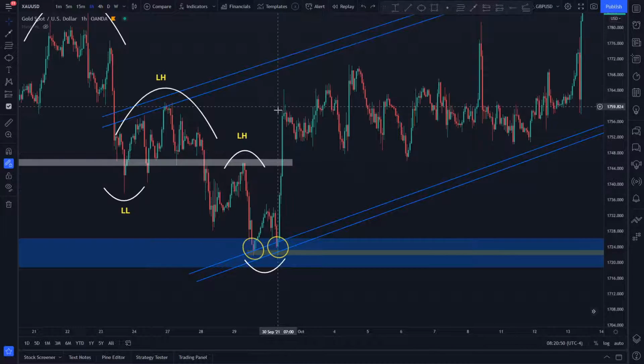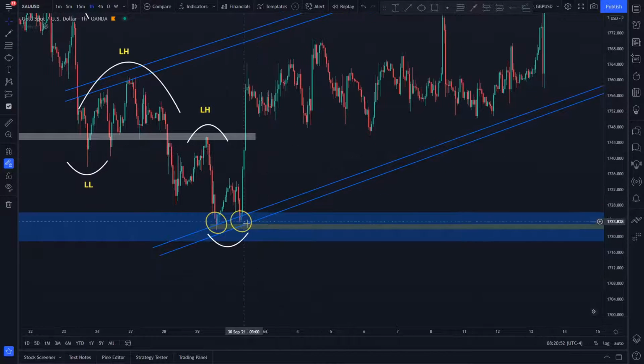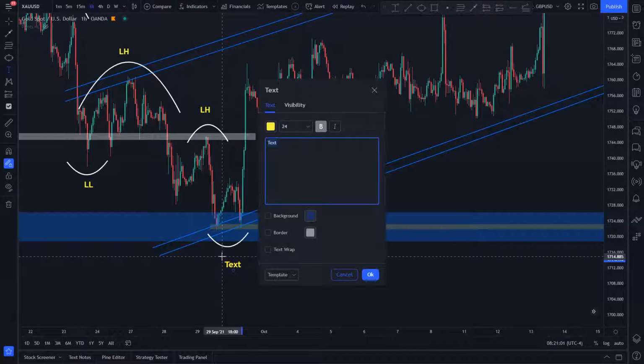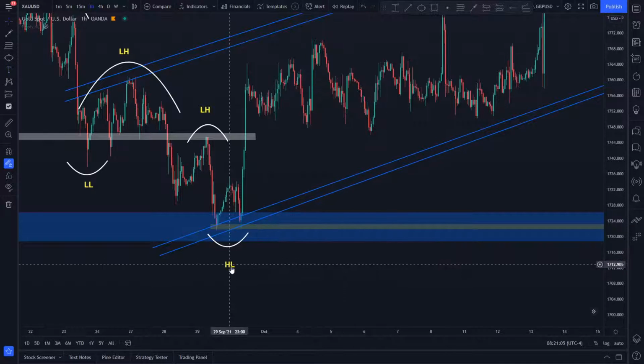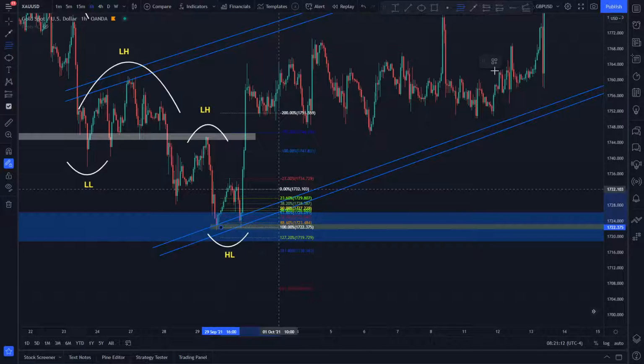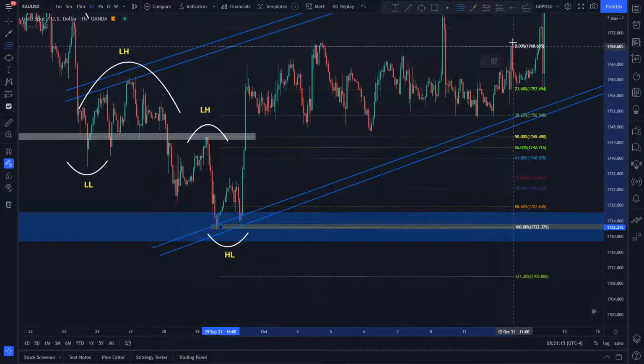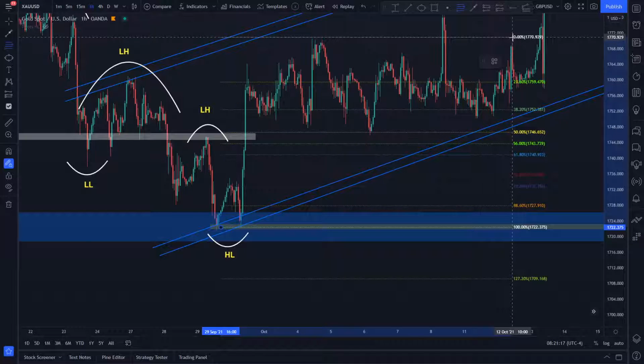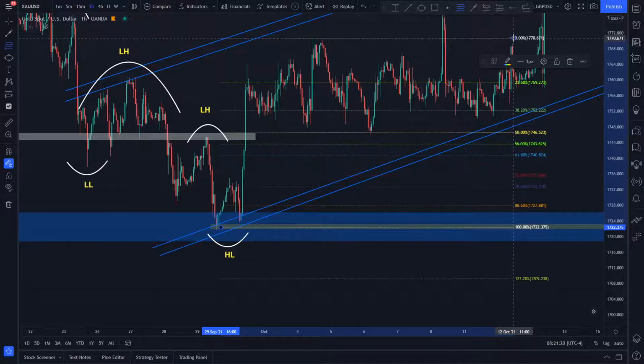So once we broke that structure here, now we know gold is starting to transition into going bullish. So let me start creating higher highs and high lows, right? So we're going to start off with the high low. So now I'm considering this the new high low. And let me draw out the fibs from the high low. And then what do we get? We get 50% retracement, right?